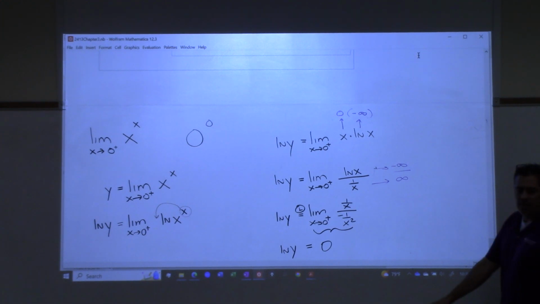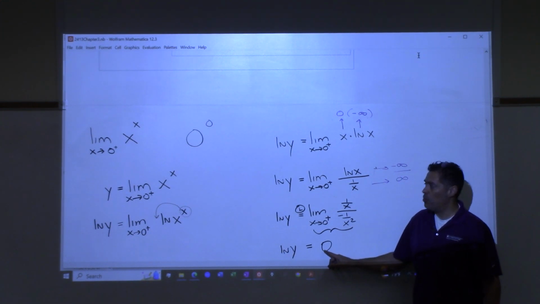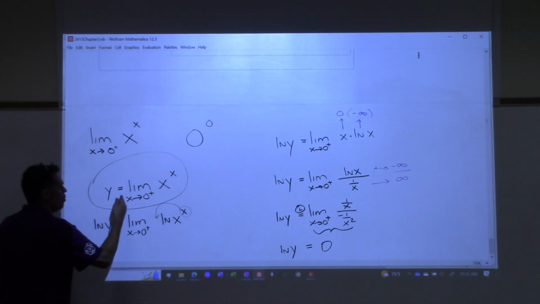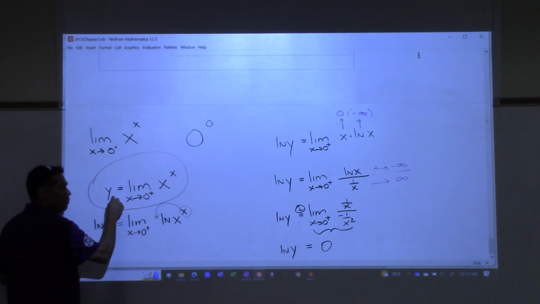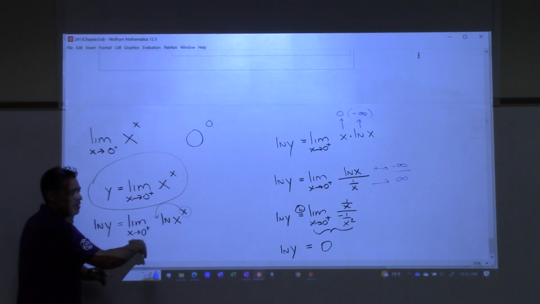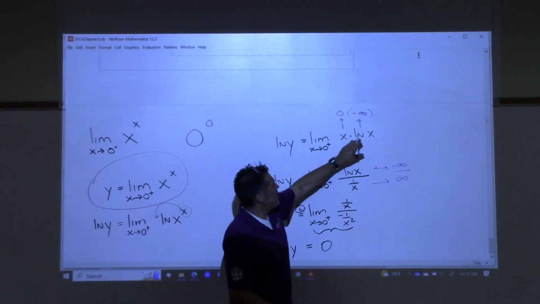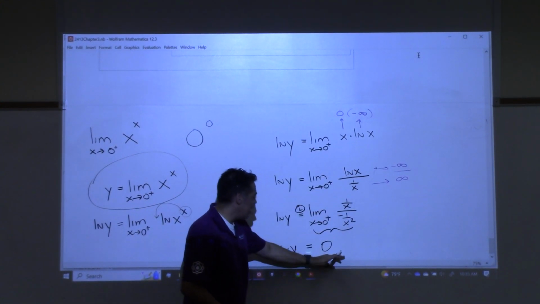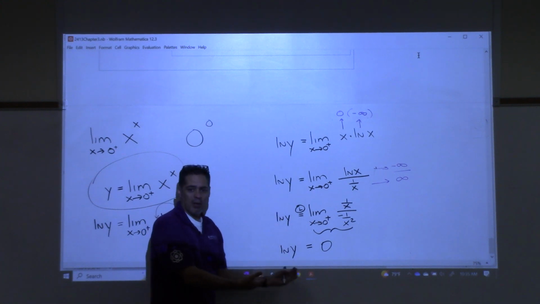We are not interested in what natural log of y is. We're interested in what y is, right? We want to know what this limit was to begin with. We called it y, didn't we? Then we brought the natural log in so we could drop the x out. We dropped the x out so that we could then pull one and drop it down so we could use L'Hopital. We used L'Hopital, we got an answer. But that's what natural log of y is.